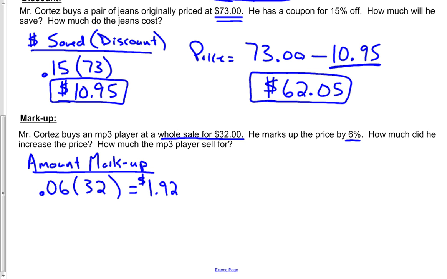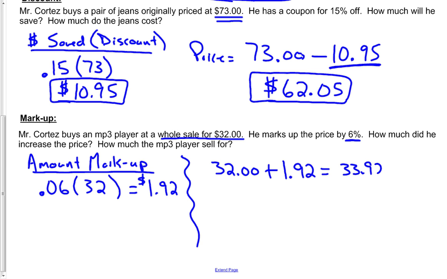Well, how much did he sell the MP3 player for? Pretty easy. If he bought it for $32, and then he marks it up, that means the $32 is going to get more expensive. So we're going to add on the amount he marked it up by, which we just calculated was $1.92. We add those two things up and we get $33.92. That's how much he would sell it for in this situation.